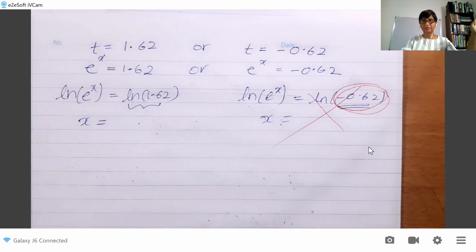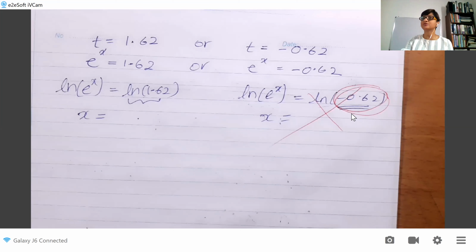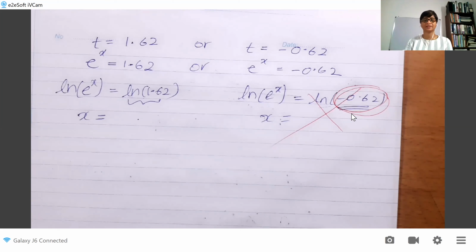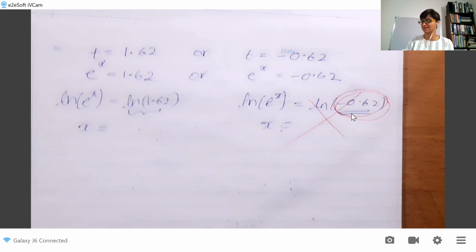No negative numbers can go into it. 0 can't go into it. Only positive numbers can go into it. Whenever you see log of a negative number or log 0, those are not defined. There's nothing like that in this universe. It's not there. Non-existent. So that doesn't give us anything.